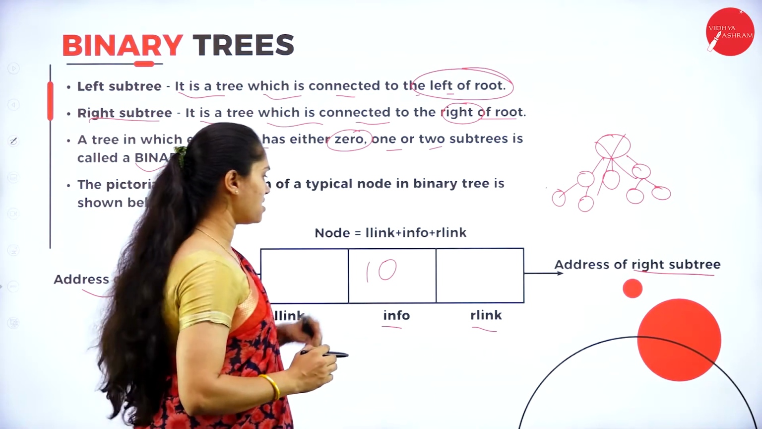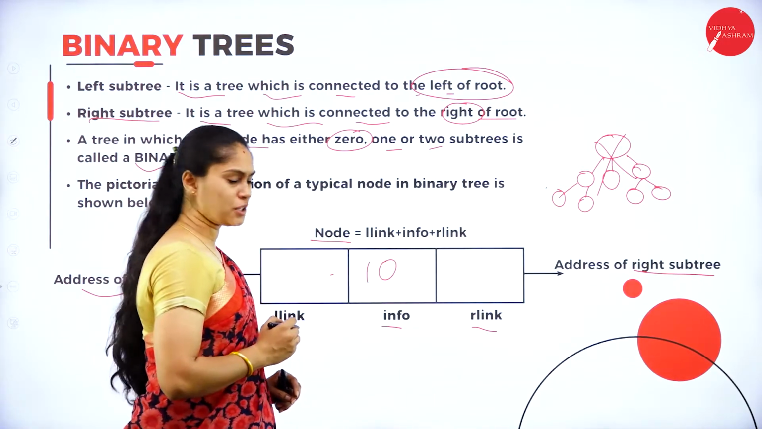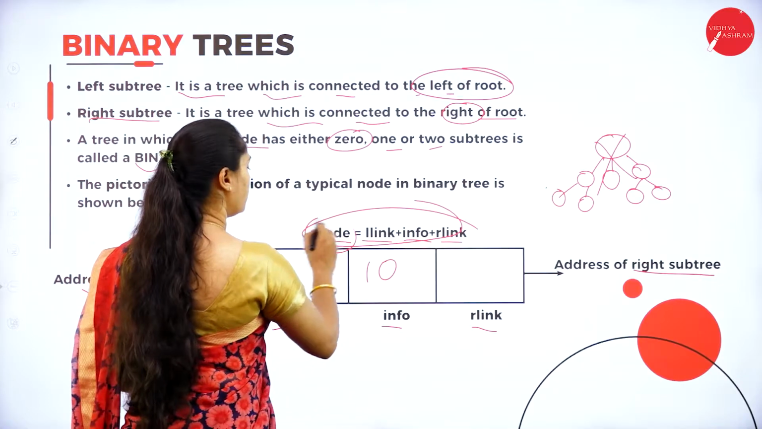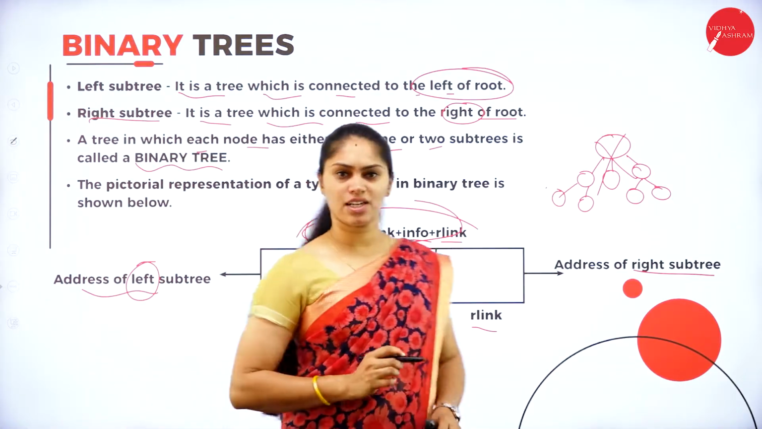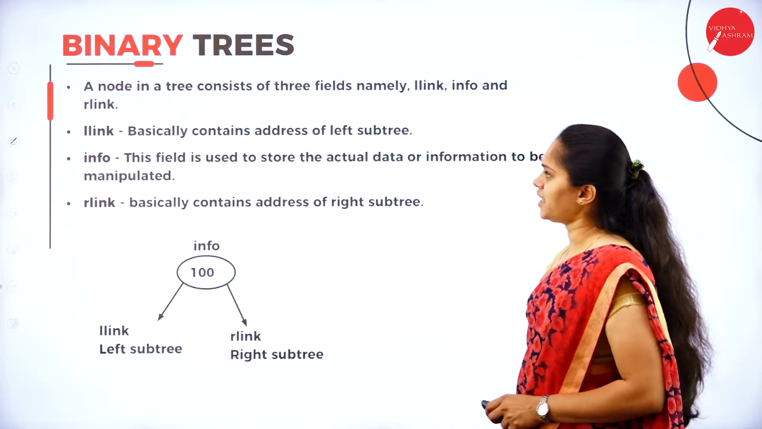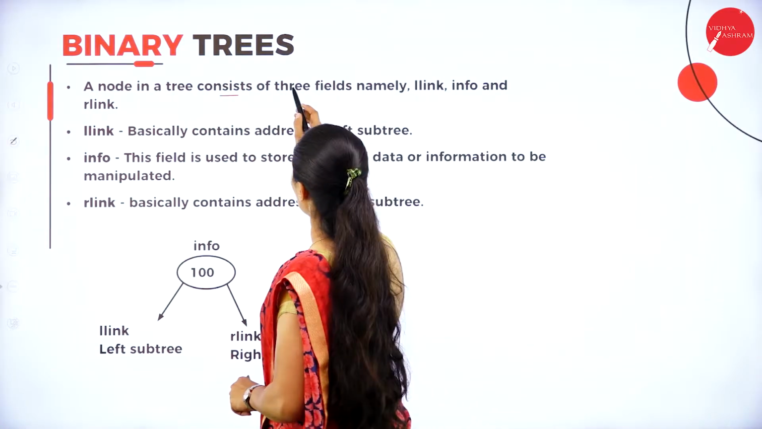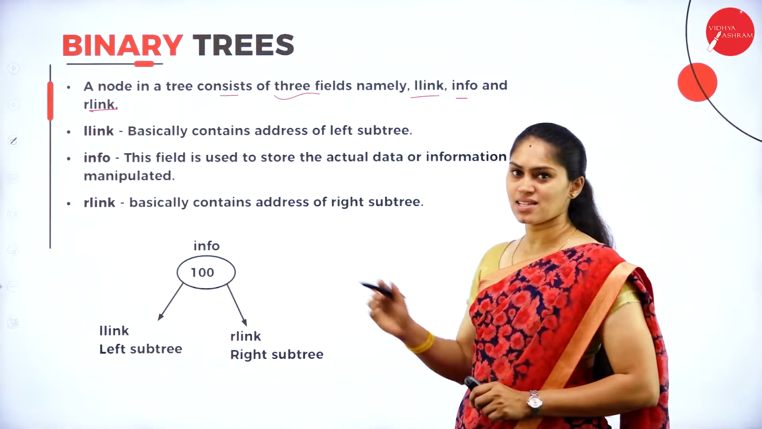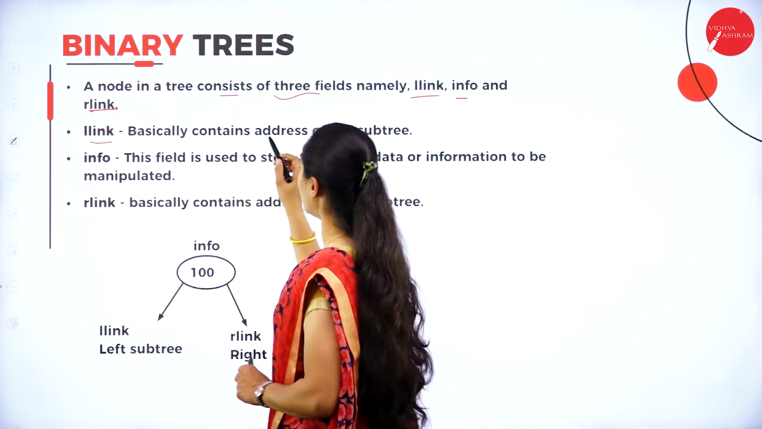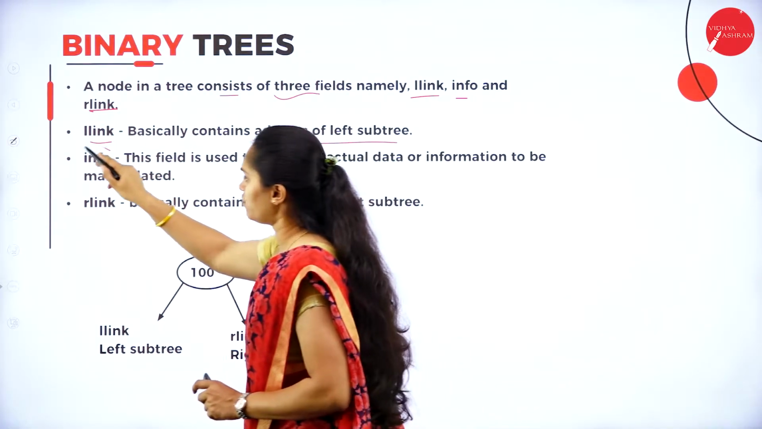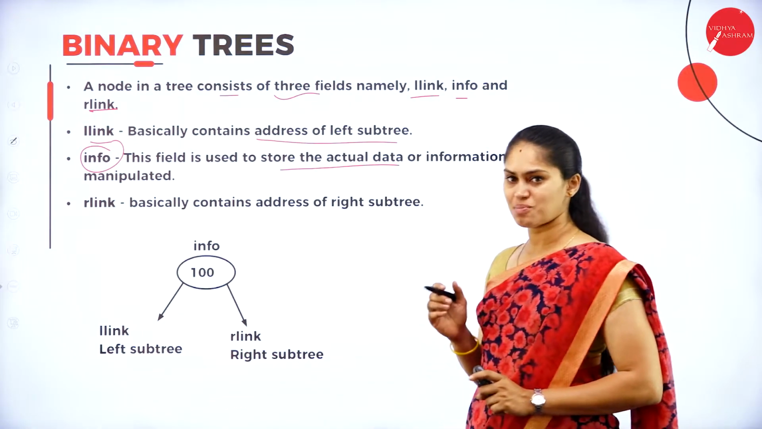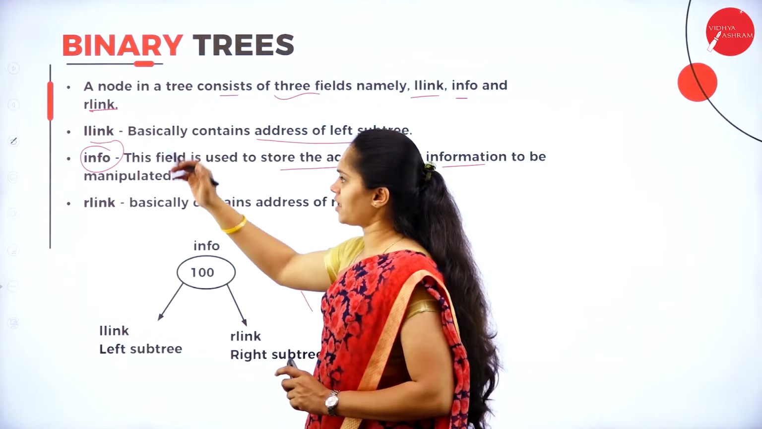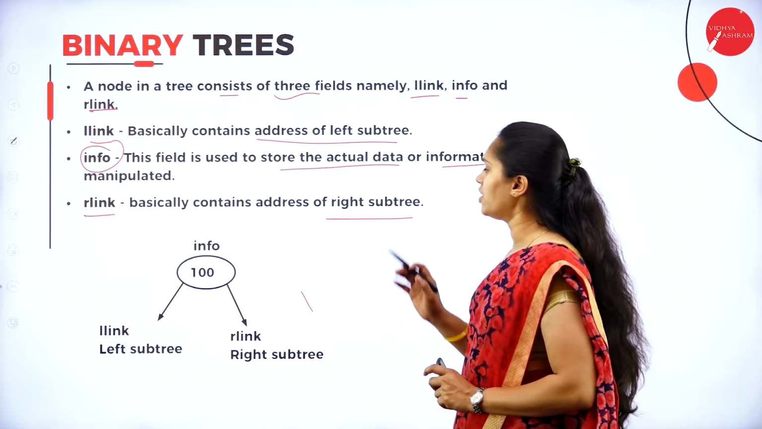Then what does a node consist of? It will include L-link, info and R-link. Together we can call this a node. So this is the representation of a binary tree node. Next, a node in a tree consists of 3 fields: L-link, info and R-link, which I discussed in the previous slide. The L-link contains the address of the left subtree, and the info is the actual data storage place, where the data or information which needs to be manipulated is stored. And the R-link also contains the address of the right subtree.